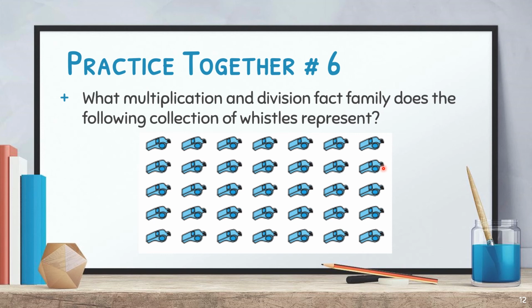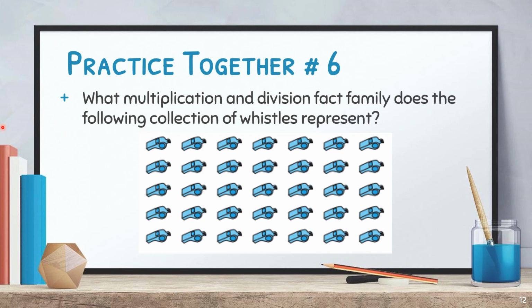Okay, do you know what 7 times 5 or 5 times 7 is offhand? Hopefully, but if you don't, that's okay. What is 7 plus 7 plus 7 plus 7 plus 7? Figure that out. Okay, I want you to figure out what the third number is, and then I want you to write your multiplication and division fact family. When you come back, I'll show you the answers.